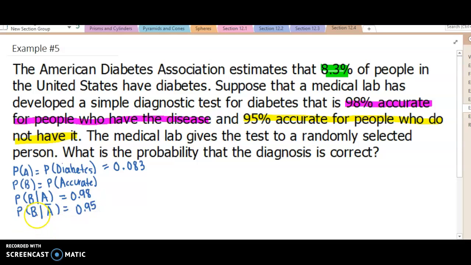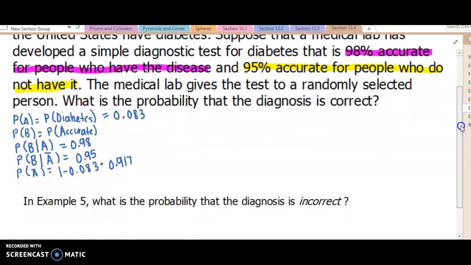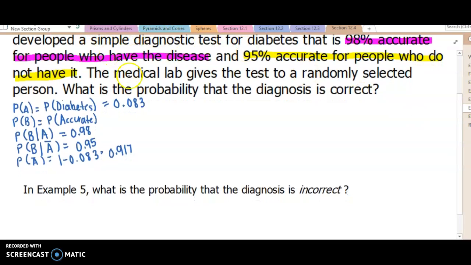All right, so probability of B given not A, we need to have a probability of just not A then. So if the probability of A is 0.083, the probability of not A is 1 minus 0.083, which would just be 0.917.